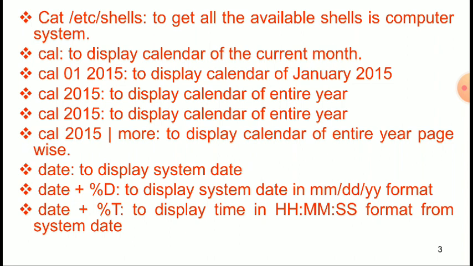Next command is date plus %D, capital D. That means to display system date in DD/MM/YY format. Next is date plus %T, D for date and T for time. To display time in HH, that means hour, MM, that means minute, SS, that means second. Format from system date.